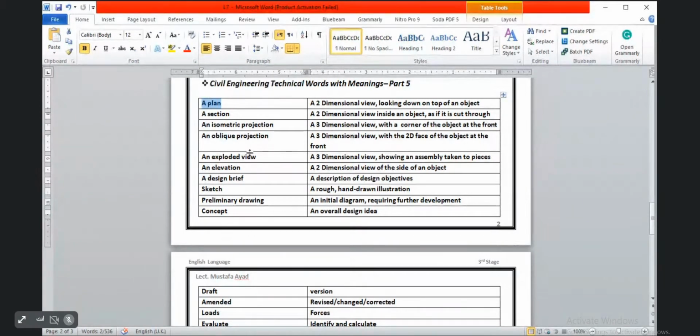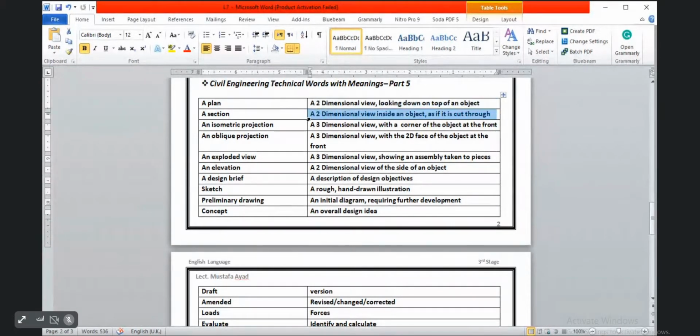Plan هي بالمعنى خطة. بس in civil engineering, a plan is a two-dimensional view looking down on top of an object. يعني المخطط مال الشيء. الدروينج يعني الرسم التخطيطي للمبنى نسميه plan. اذا انت تريد تجيب المخطط مال المشروع تقول plan.